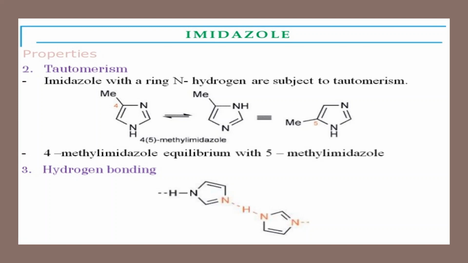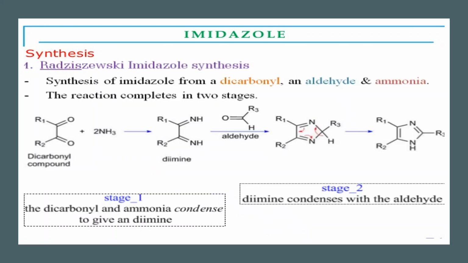Hydrogen bonding is there because of the nitrogen lone pair electrons, as well as hydrogen. So they can form a hydrogen bond, and because of this hydrogen bonding, the boiling point of imidazole is always high. Okay, now let's go for the synthesis of imidazole.